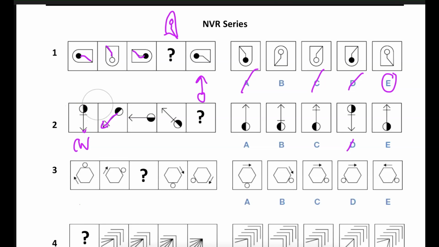Next thing, we've got some lines. So here the line is at the bottom of the arrow, then the line is at the top of the arrow, then we've got no line, then the line is at the bottom of the arrow, so it's going to be at the top here, like that. So we can rule out A and B. Now we've got to decide the black and white. So the black section is, they're switching each time as you rotate clockwise. So in this one, it's going to be on the left side. So the answer is C.